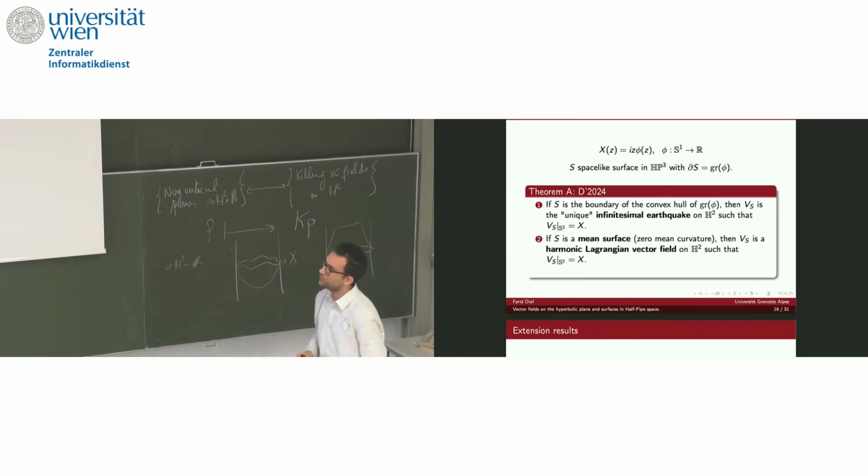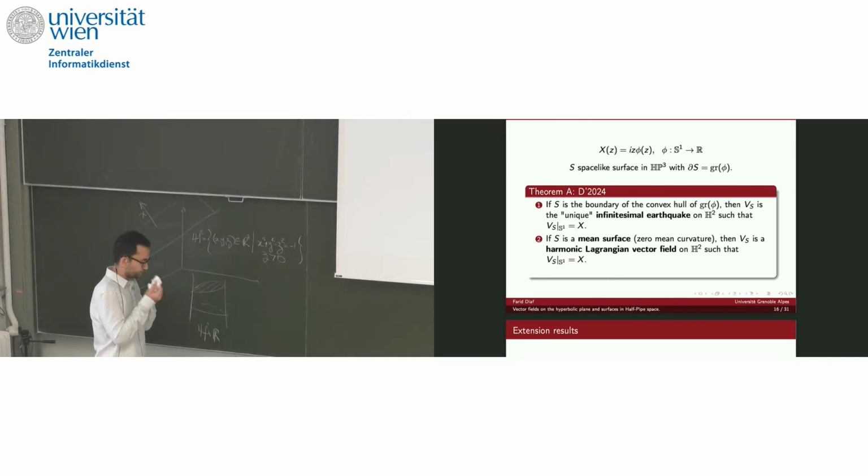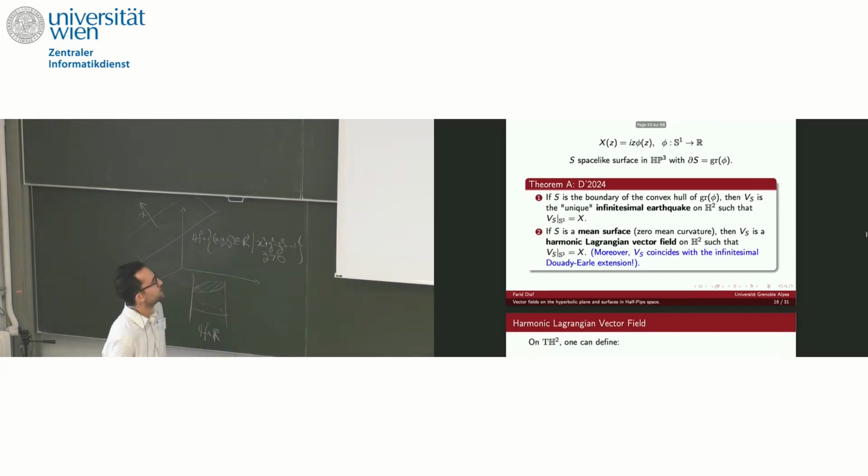Now, if you take S a mean surface, so there is a notion of curvature in this geometry. Mean surface means surface of zero mean curvature. Then Vs is a harmonic Lagrangian vector field extending X. I mean, the first one is very not smooth, and the second one is very smooth. They are similar to the result that I stated before, Lessner-Schoen concentration, but for vector fields. And moreover, for those who know, this Vs coincides with a very well-studied extension, which is called the infinitesimal Epstein-Mess extension.